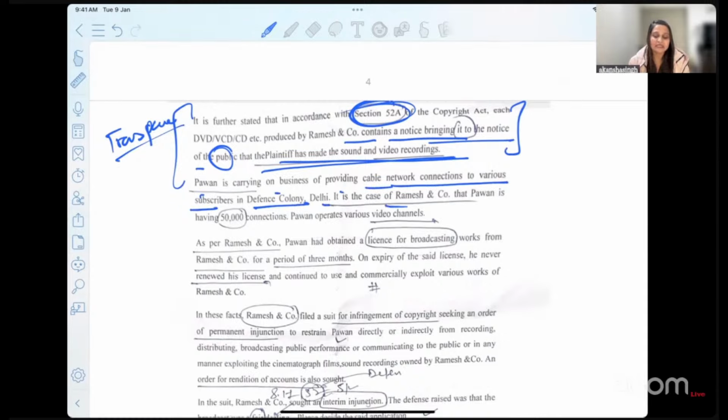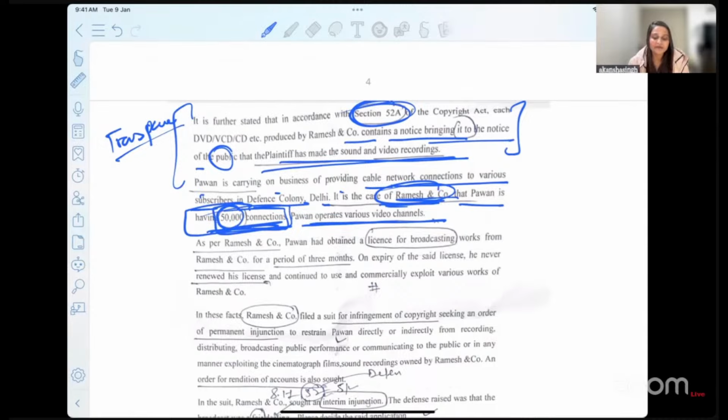It is the case that this particular plaintiff, Pawan, is having 50,000 connections and Pawan operates various video channels. So Pawan has a broadcasting channel, right? He has these many connections because of whom? Because of the plaintiff. When you will be assessing the damages, when you will be talking about the loss that is happening, you understand that he is reaching these many people through the work of this particular plaintiff, Ramesh and company.